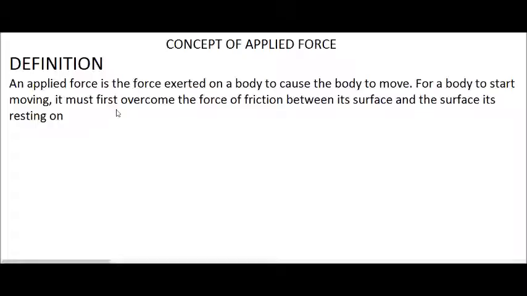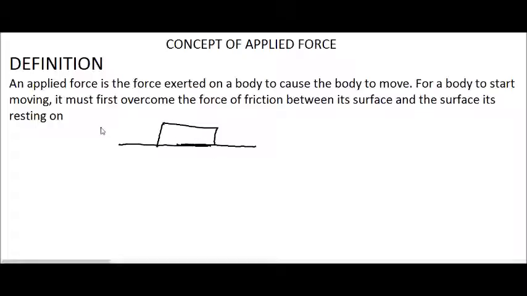Now, for a body to start moving, it must first overcome the force of friction between its surface and the surface it's resting on. Now, what does that mean? If you have a horizontal surface here, then you have a body here. For this surface, either rough or not rough, there is a frictional force between the surface of this body and this particular surface.